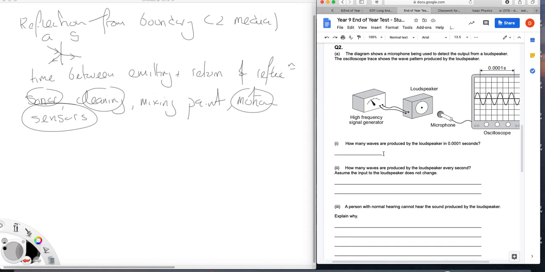Question 2 then. How many waves are produced by the loudspeaker in 0.001 seconds? Well, let's have a look. There's 1. There's 2. There's 3. There's a little bit more, but our 0.001 starts here. So I included that bit and shouldn't have. So it's 1, 2, 3. 3 waves.